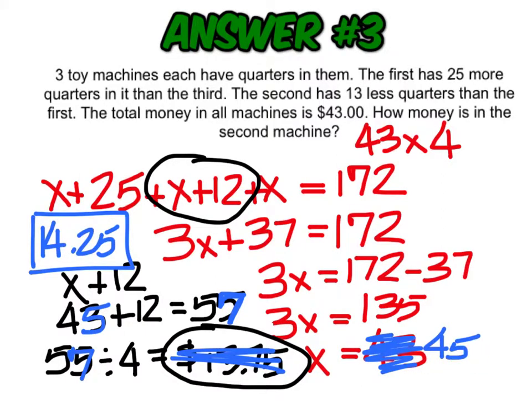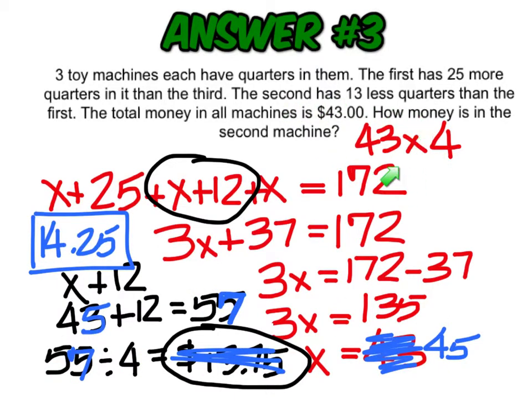Now the question is asking how much, even though the word much is left out, how much money is in the second machine. You're going to put 45 in for the second machine, which is X plus 12. That gives you 57, but that's quarters. You divide the quarters by 4 to get the money.